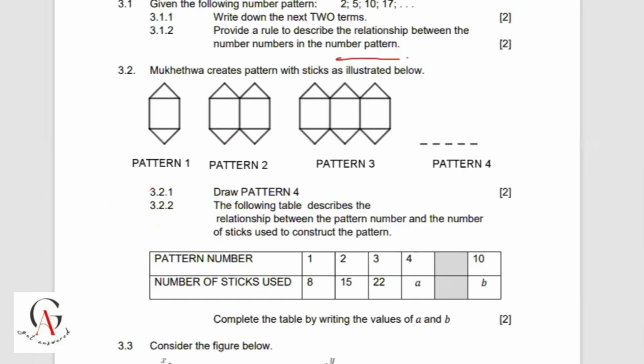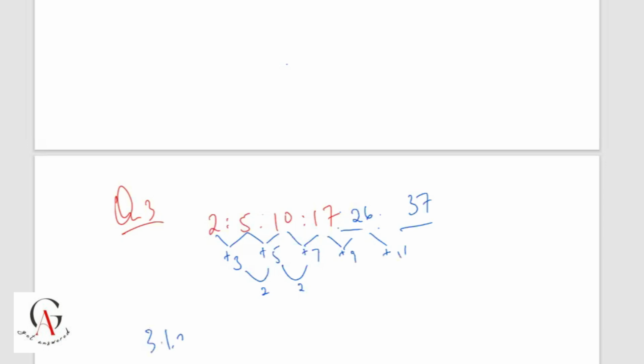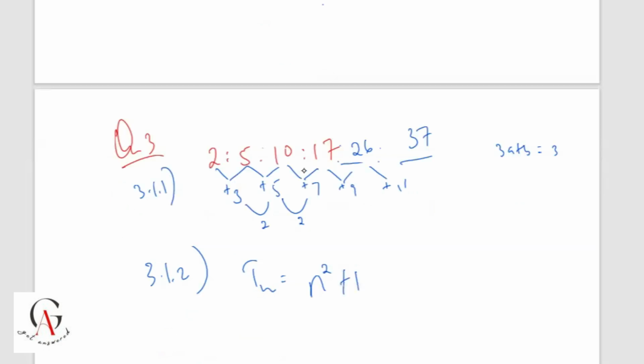Then 3.1.2, we need the rule. So the Tn is going to be n squared. Okay. So if we get the first number, we square it. And then we plus 1. After plussing the 1, let's check our pattern and see if it gives us that. So 1 squared is 1 plus 1 is 2. 2 squared is 4 plus 1 is 5. 3 squared is 9 plus 1 is 10. So this is the rule that we're having.